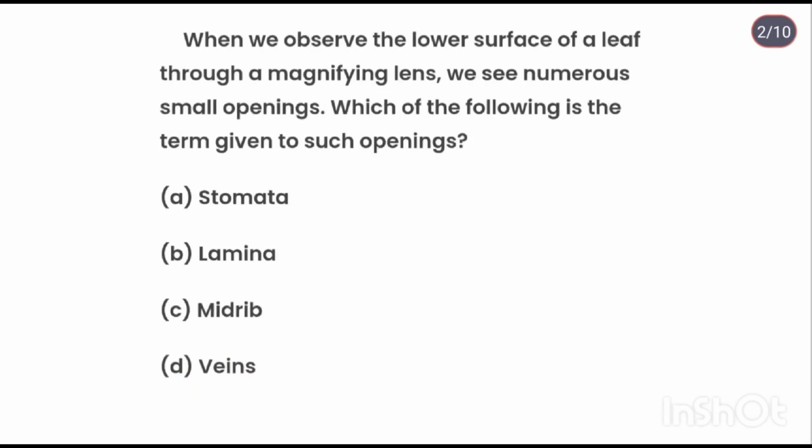Next question is: when we observe the lower surface of a leaf through a magnifying lens, we see numerous small openings. Which of the following is the term given to such openings? Right answer is option A, stomata.